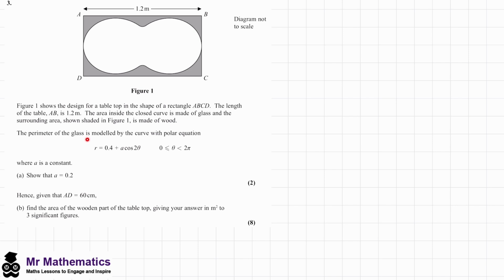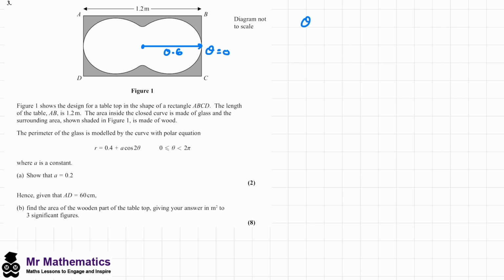We're told that the perimeter of the glass is modelled by the curve with polar equation r equals 0.4 plus a cos 2 theta, where theta is in the range of 0 to 2 pi, and a is a constant. For part A, we've been asked to show that the constant is 0.2. So the first thing we'll do is draw the initial line. We'll have a pole at this point, and then the initial line where theta equals 0, given here in blue. And this is half the length of a rectangle, so this is 0.6.